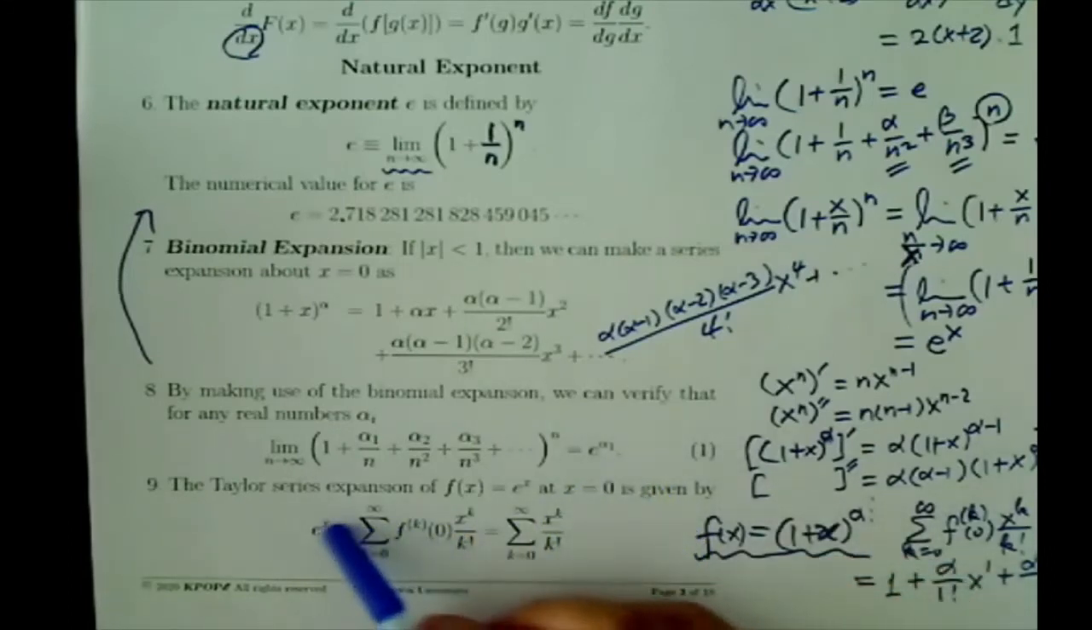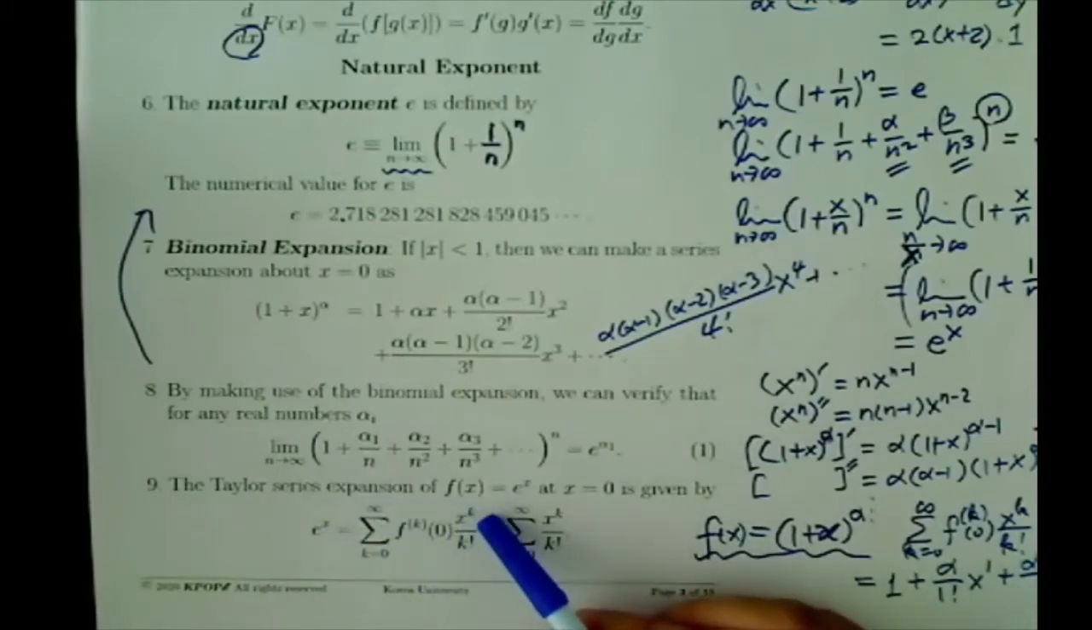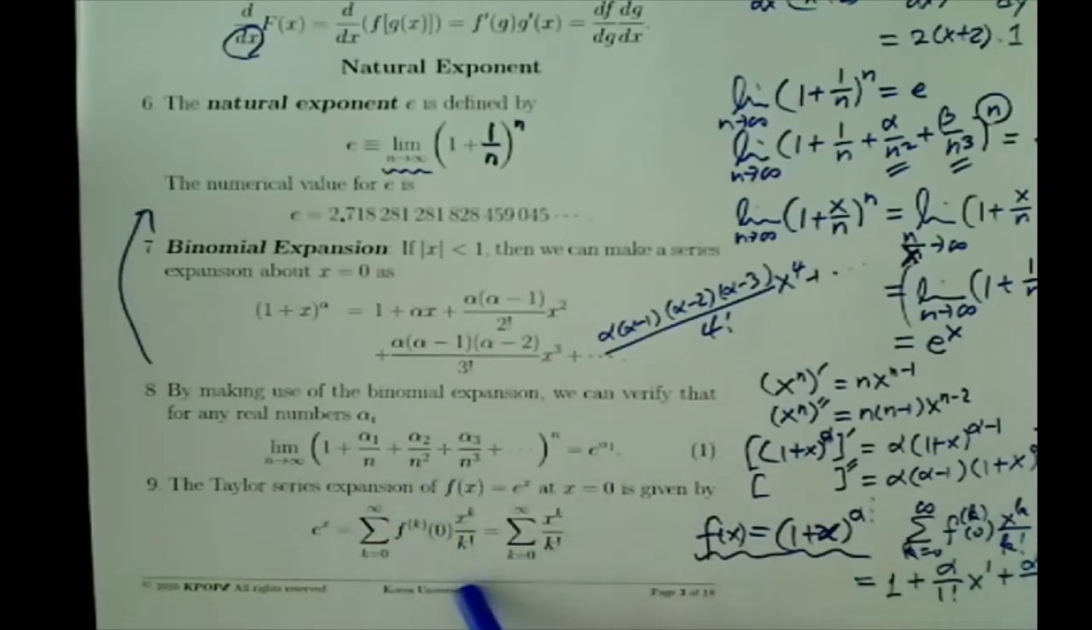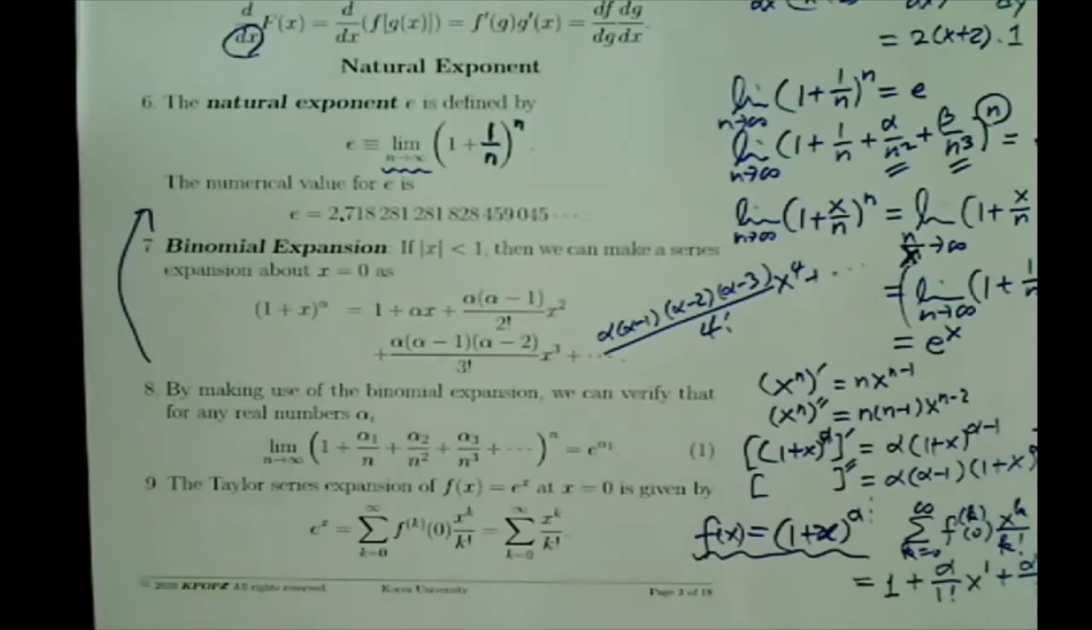Okay, next we consider the Taylor series expansion. The Taylor series expansion, whether it is the exponential function or not, works as long as the function is differentiable to all orders. The Taylor series expansion about x equals 0 is also called the Maclaurin series. And the Maclaurin series uses the kth order derivative at x equals 0 multiplied by x to the kth power divided by k factorial.